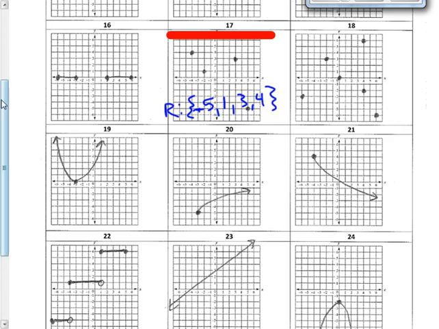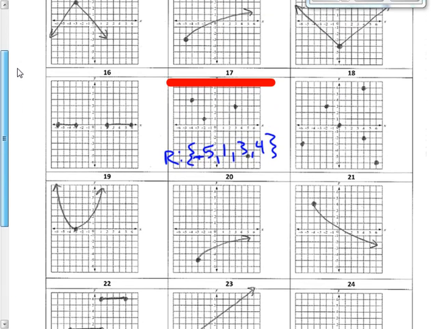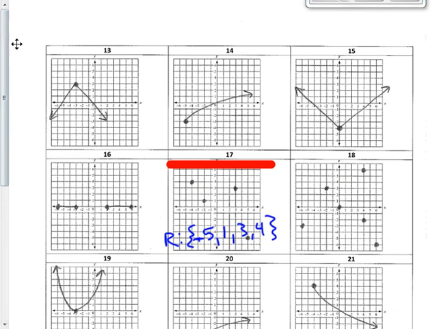All the rest of these problems have similar problems to what we've done. Okay, so make sure that you go through and finish these, take a look, and then ask questions if you aren't sure about them.